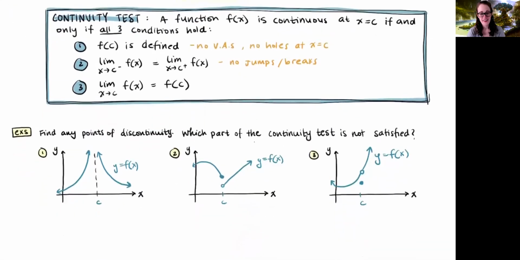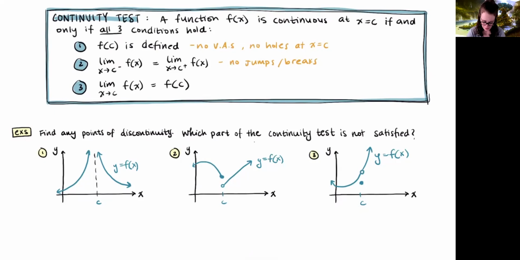All right, so let's look at these three different graphs here. Find any points of discontinuity, and then state which part of the continuity test is not satisfied. So which one of the three parts of the test above are not met in these graphs. There could be more than one. But we're going to go through all three.